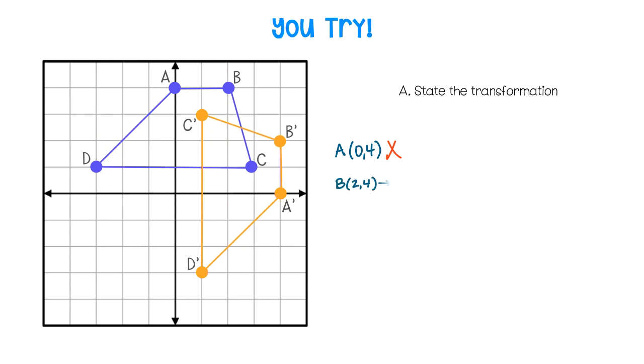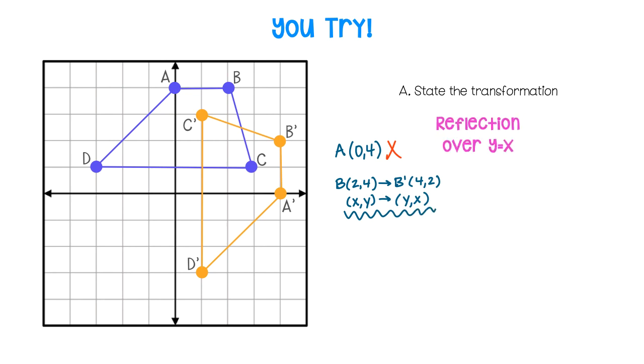Let's try B. Okay, B works. B goes from 2, 4 and then changes to 4, 2. Well, can't I figure out what the rule is here? What's that pattern? My X and Y are switching places. Isn't that a rule that we learned today? Doesn't that match with the reflection over the line Y equals X? If we look at it visually, we can see that if we were to fold over that line, the purple figure and the yellow figure would indeed land on top of each other perfectly.